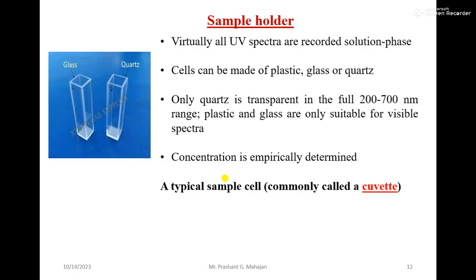Next is the sample holder. There are three types of sample holder: plastic, glass, and quartz cuvette. Quartz cuvette is transparent in the full range, 200 to 700 nanometers. Plastic and glass are only suitable for visible spectra. You can see this is glass and this is quartz. Quartz can be used for both regions, UV as well as visible, but plastic and glass you use only for the visible region. And this is called a cuvette.